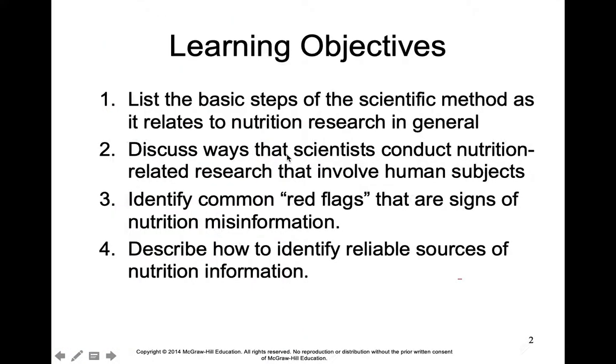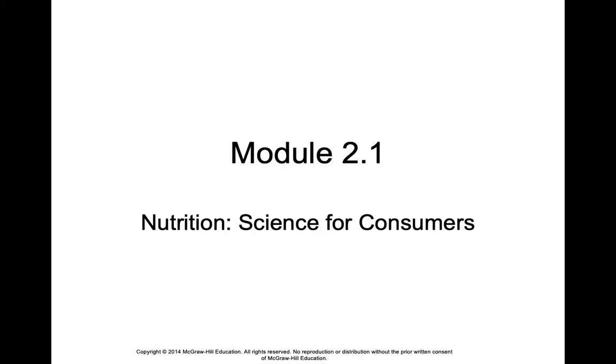The learning objectives for this particular chapter are to list the basic steps of the scientific method, mostly as it relates to nutrition research as a broad topic. And you'll understand what that means as we go through the sections today. Discuss ways that scientists conduct nutrition-related research that involves human subjects. Identify common red flags that are signs of nutrition misinformation, and describe how to identify reliable sources of nutrition information.